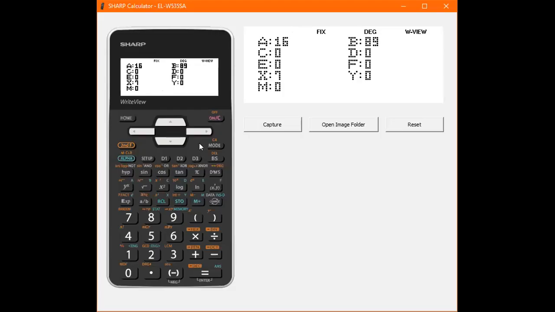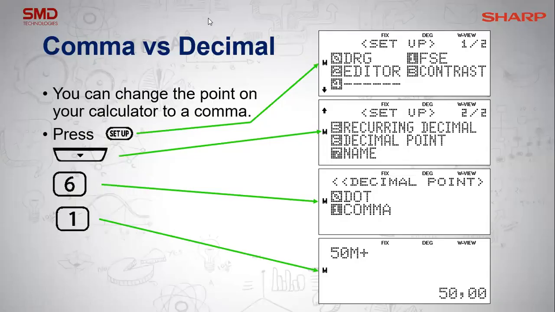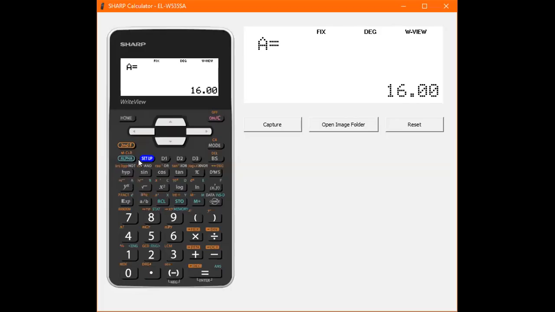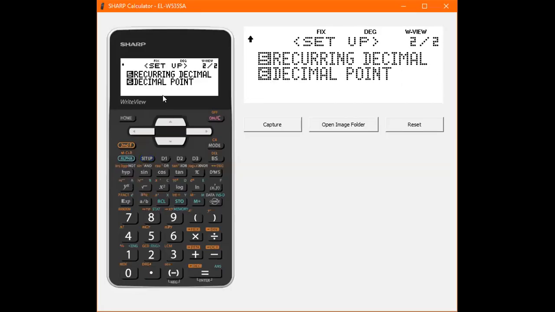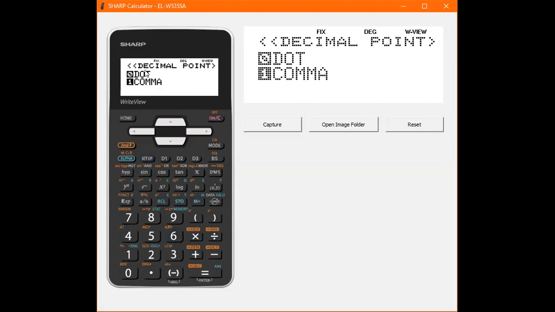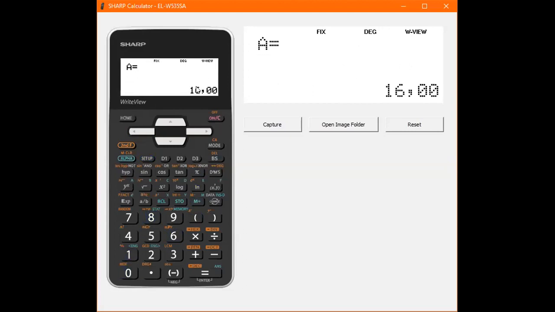All right, great. Then, of course, you can also change your comma and decimal place. To do that, we just press setup. We press our down arrow key and we press 6 for decimal point. Then you can choose between the dots and the comma, and you'll see now that there's a comma there instead of a dot. So it's just a preference thing, which is really cool.